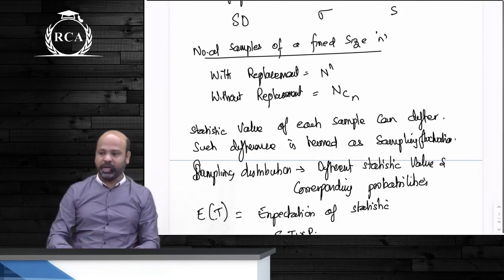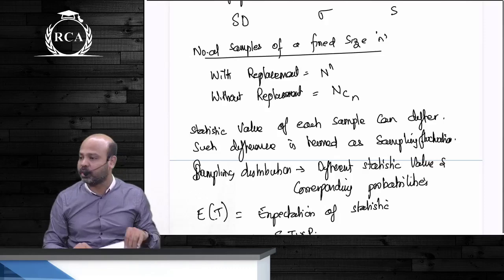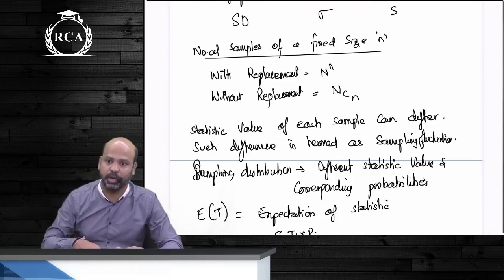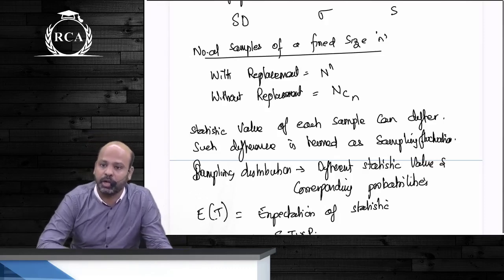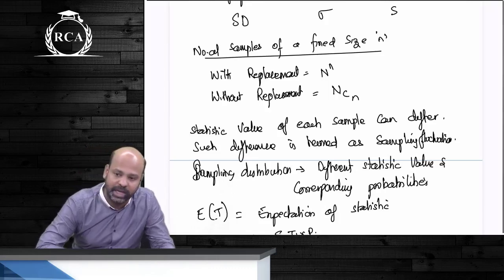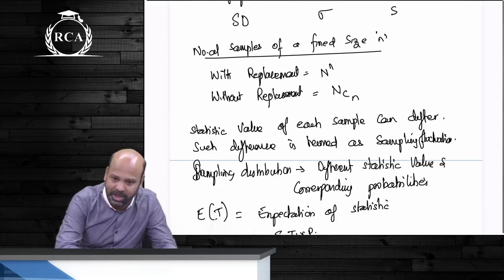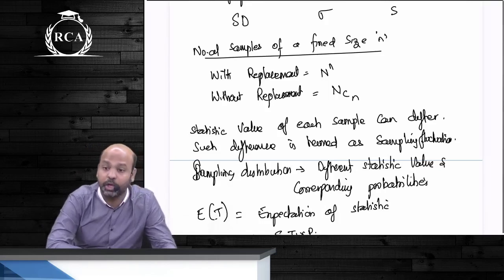Now, whenever we are drawing samples, guys, of a fixed size n, if it is with replacement, the total number of samples will be capital N to the power small n. And if it is without replacement, guys, it will be capital N C small n. Now, every time you pick up a sample, guys, and compute a statistic value, which can either be sample mean or sample standard deviation or proportion, the value can differ.